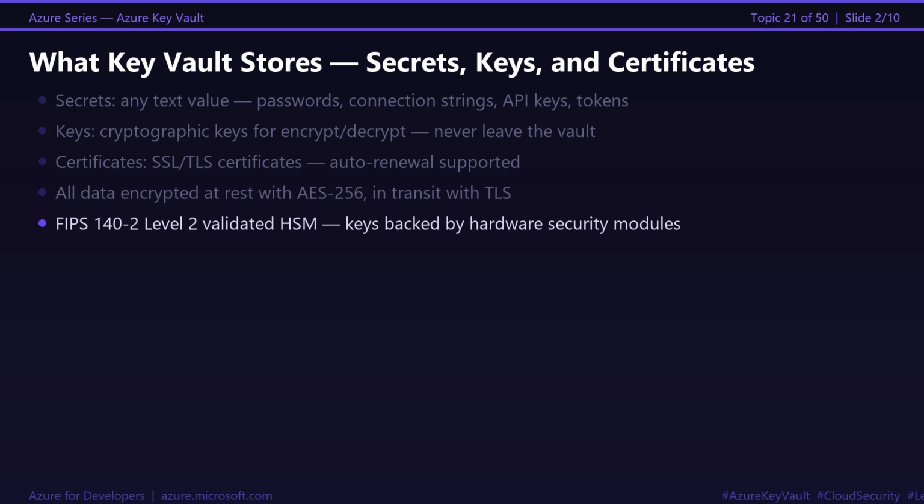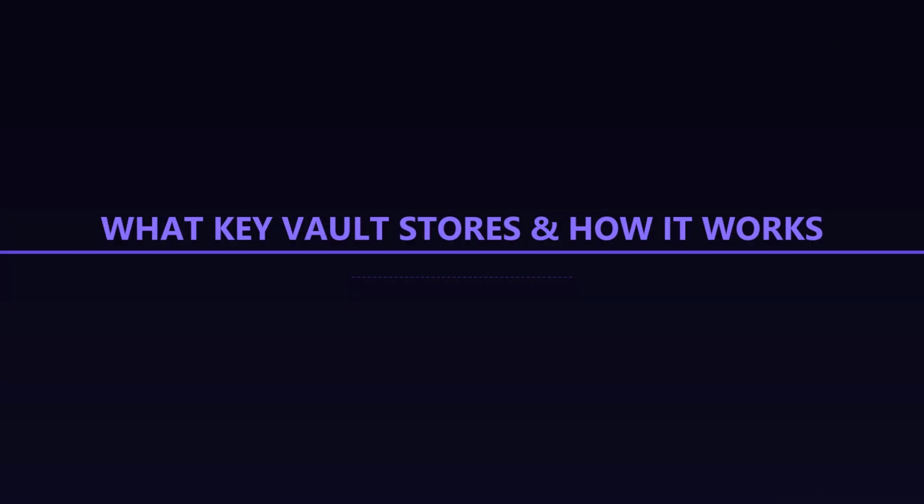So how does your app actually get a secret without hardcoding it? At application startup, your app calls the Key Vault SDK. It requests the secret by name. Key Vault authenticates the request, checks permissions, and returns the value. Your app stores it in memory, never on disk, never in a config file.